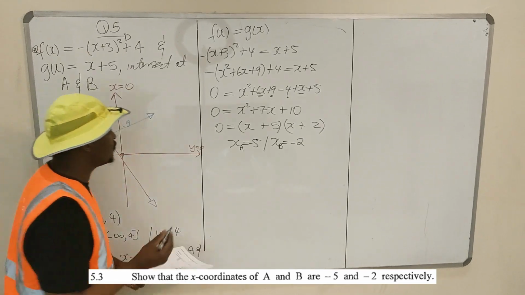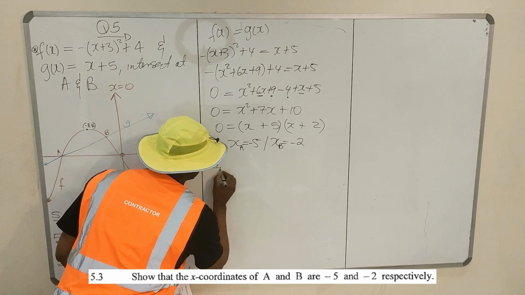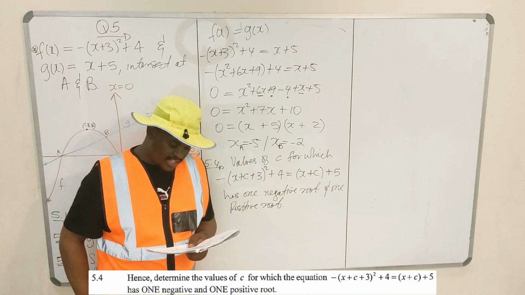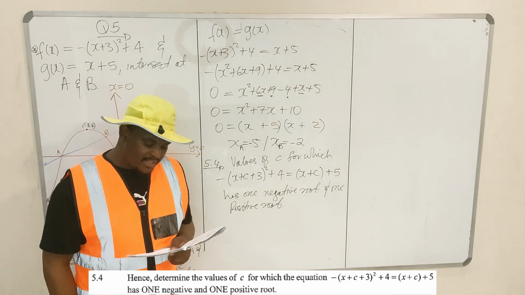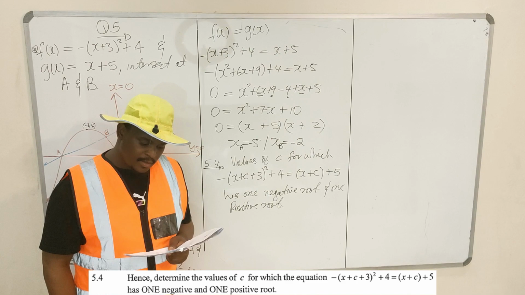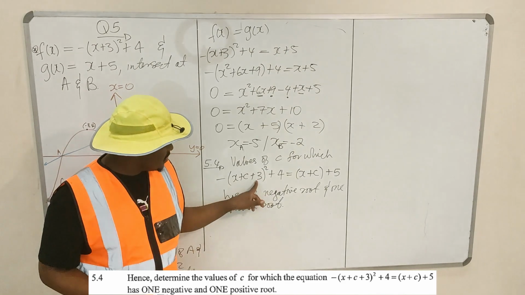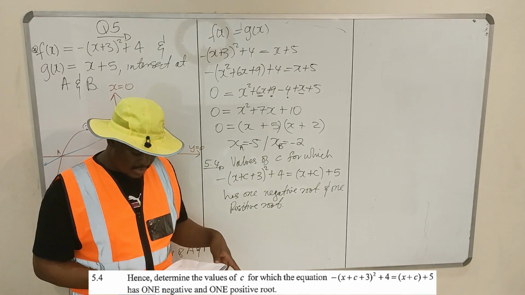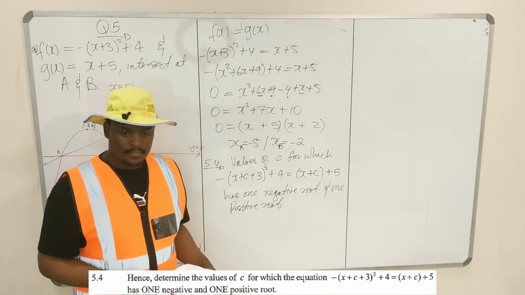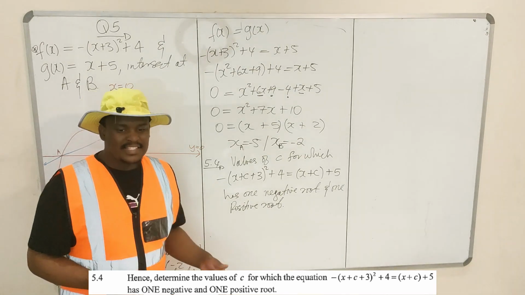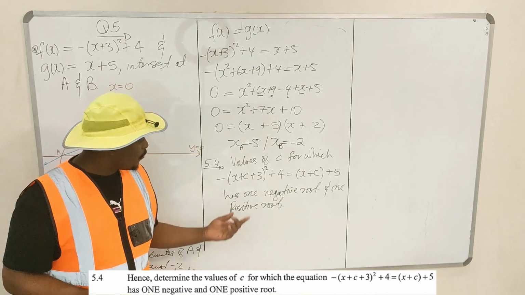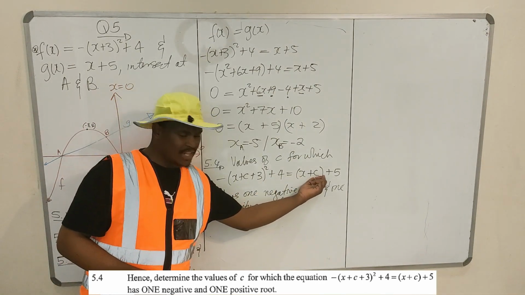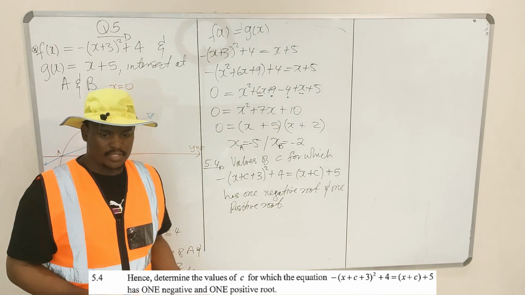Okay. So now we move to 5.4. 5.4 reads as follows: hence determine the values of C for which this equation has one positive root and one negative root. Do you understand the question? That's saying find the values of C for which this equation will have one positive root and one negative root.